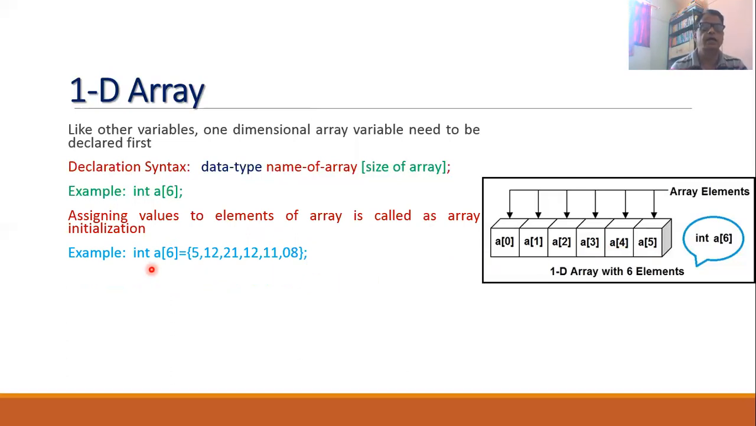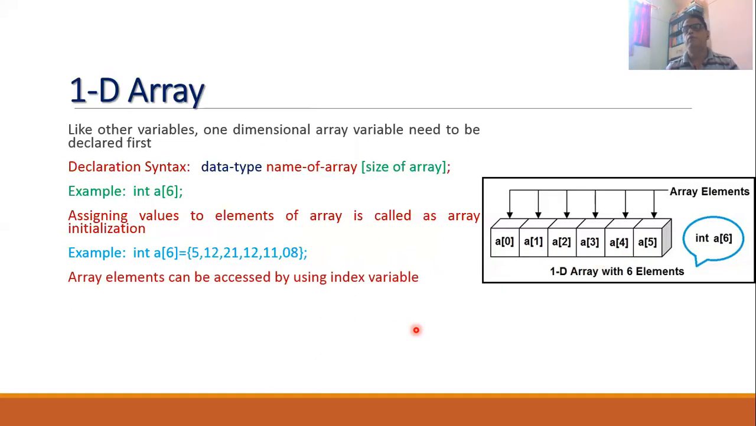This is my array A, of which the type is integer and the number of elements is 6. So I will write it like this: int A[6] = {5, 12, ...}. In the curly brackets, you need to mention 6 values. So 5 is the first value, then put a comma, then the second value 12, then a comma, and like that you can write the 6 values. You will find that the value 5 will be assigned to A[0], then 12, the second value, will be assigned to A[1], this 21, the third value, will be assigned to A[2], and in this way the last value 08 will be assigned to element A[5].